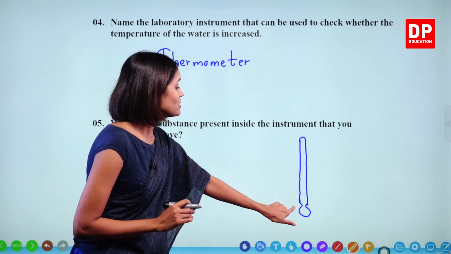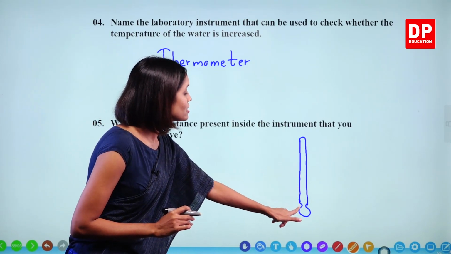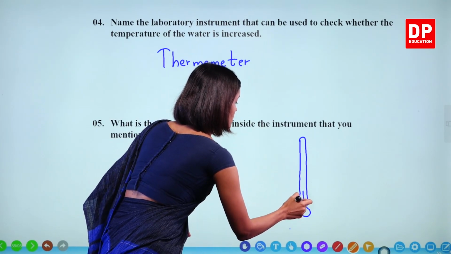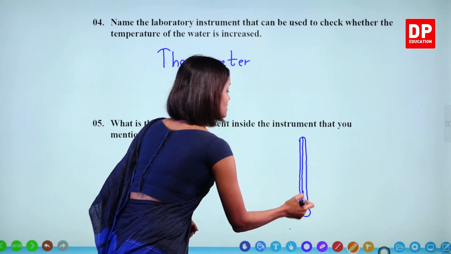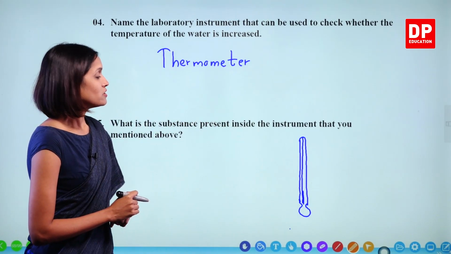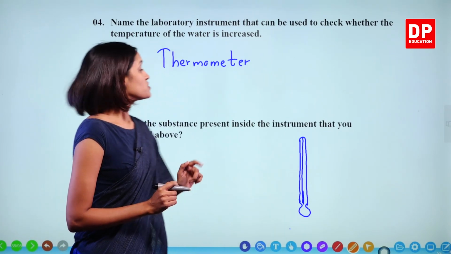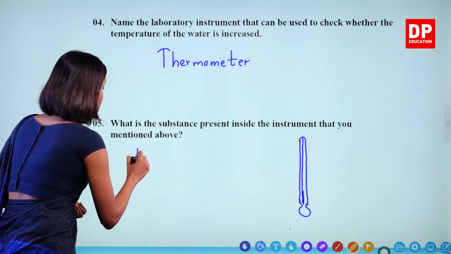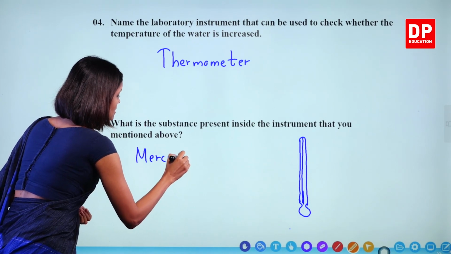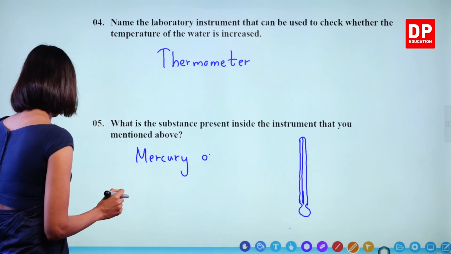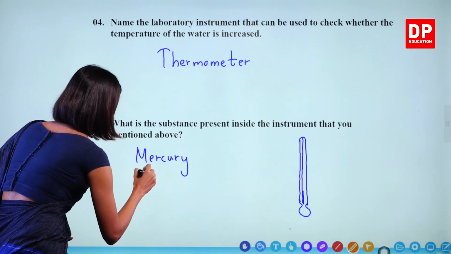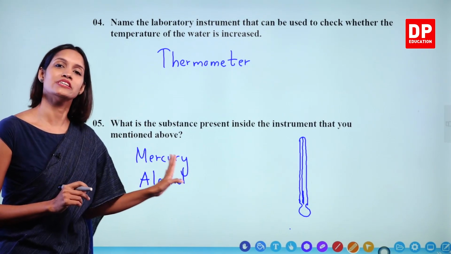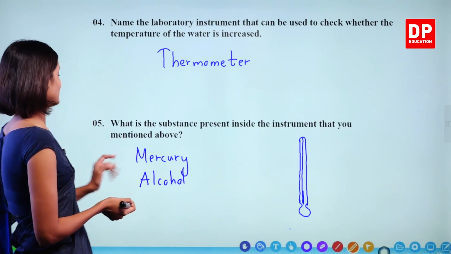So what happens when this bulb part gets heated up? That mercury or colored alcohol goes up through a capillary tube, a very thin tube, so that we can get the reading. So what is the substance present inside the instrument that you mentioned above? Mercury or alcohol. We can write mercury, alcohol as 2 points. Most of the time mercury is used. Okay, children? Right.